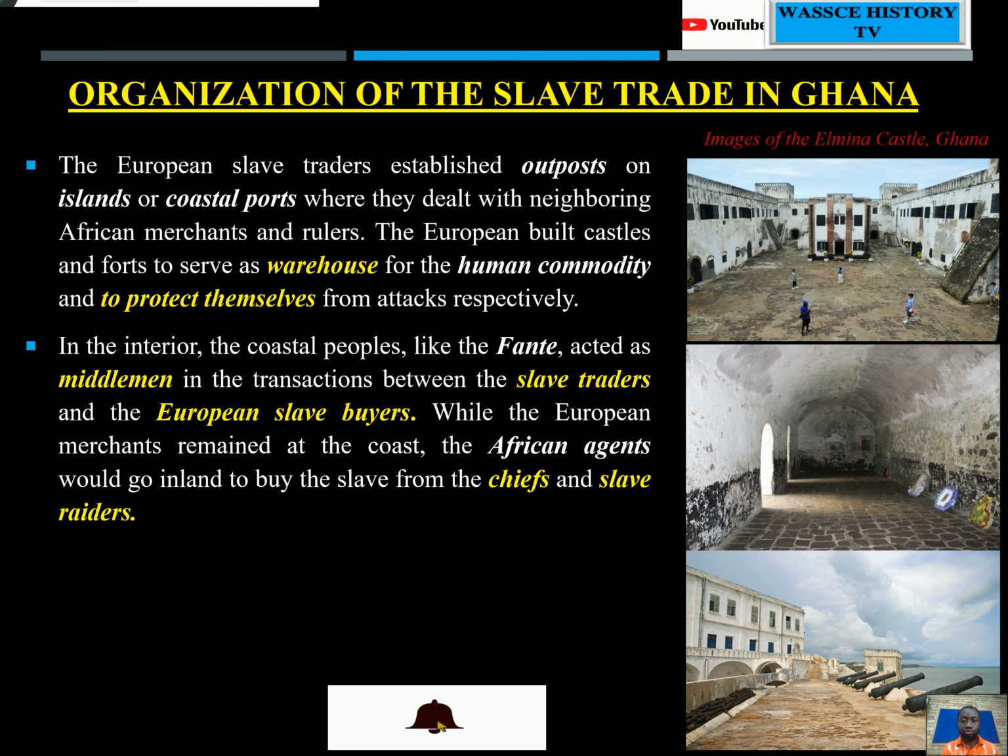Along the coast, they were the coastmen. They will serve as middlemen in the transaction between the slave trader and the European slave buyer. Sometimes the African slave traders, most of them, were not good in the English language or in the language of the Europeans at that time.